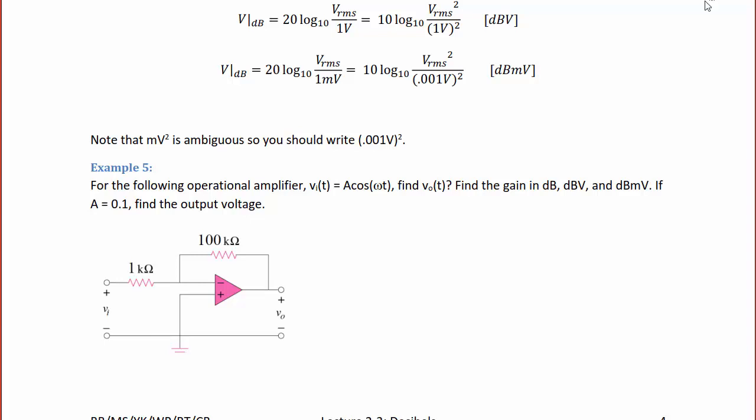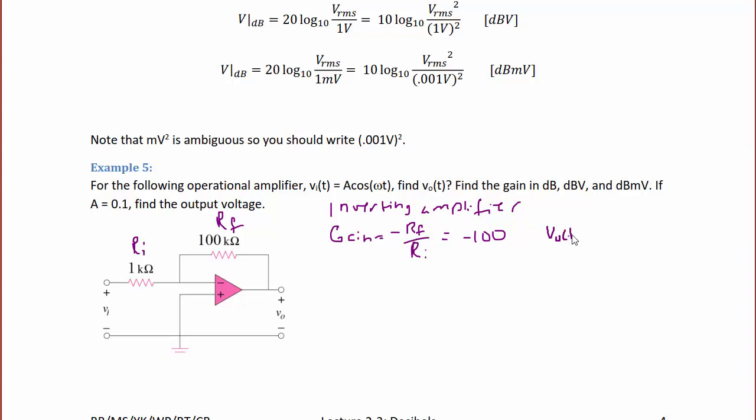So the first thing you should note here is that we have an inverting amplifier. An inverting amplifier has a gain equal to negative RF over RI, where the feedback resistor RF is 100 kiloohms and the input resistor RI is 1 kiloohm. So the gain is negative 100. So this means that V naught of t is equal to negative 100 times Vi of t.